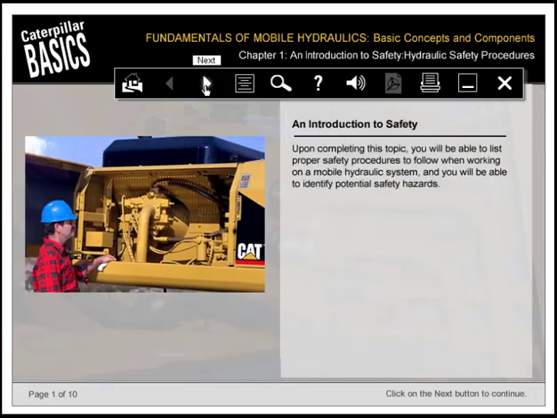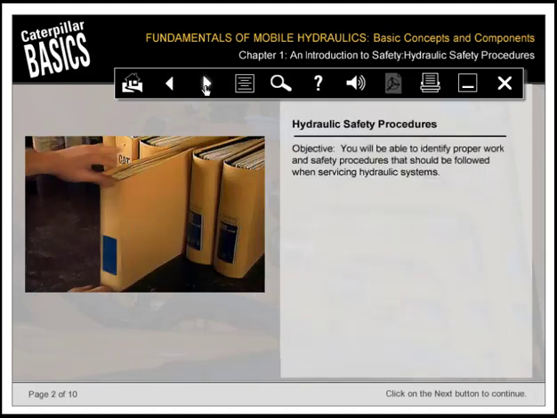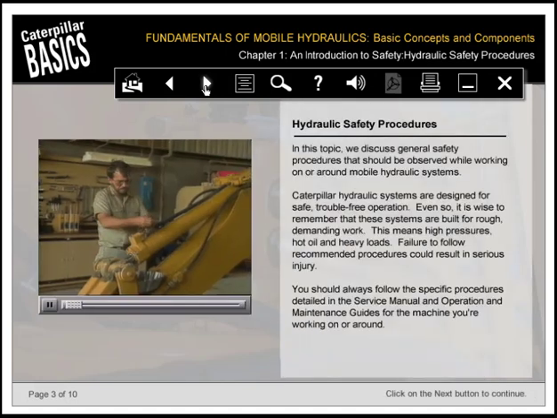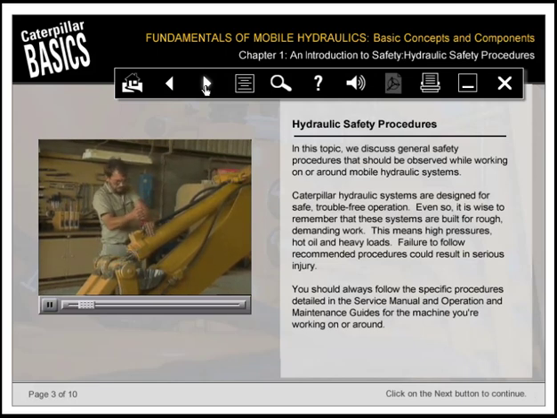Upon completing this topic, you'll be able to list proper safety procedures to follow when working on a mobile hydraulic system, and you'll be able to identify potential safety hazards. Objective: you'll be able to identify proper work and safety procedures that should be followed when servicing hydraulic systems. In this topic, we discuss general safety procedures that should be observed while working on or around mobile hydraulic systems.